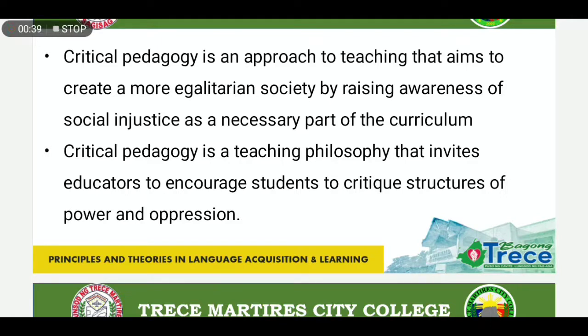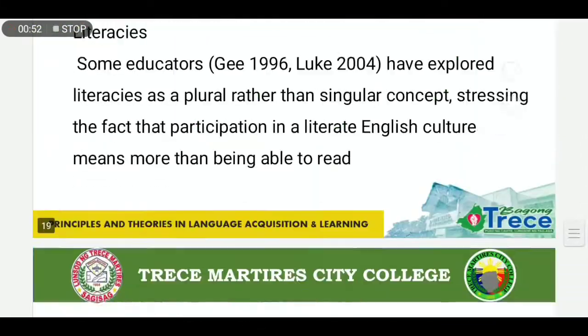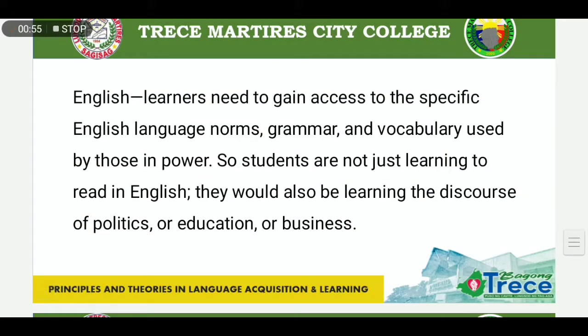It is a teaching philosophy that invites educators to encourage students to critique structures of power and oppression. So, it is always asking how and why. In critical pedagogy, a teacher uses his or her own enlightenment to encourage students to question and challenge inequalities that exist in families, schools, and societies.